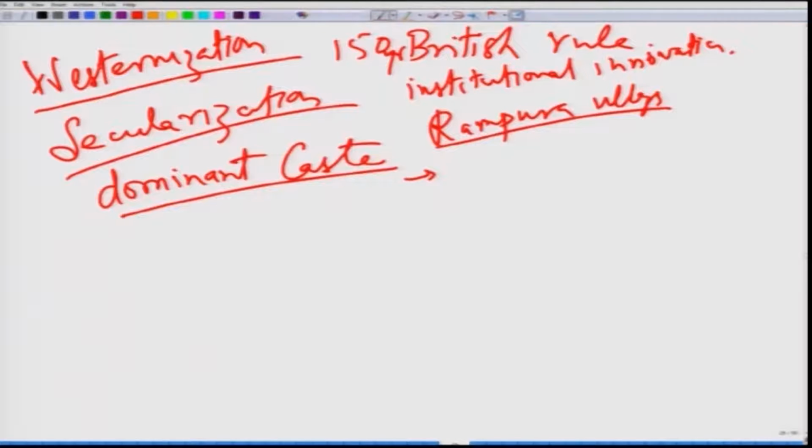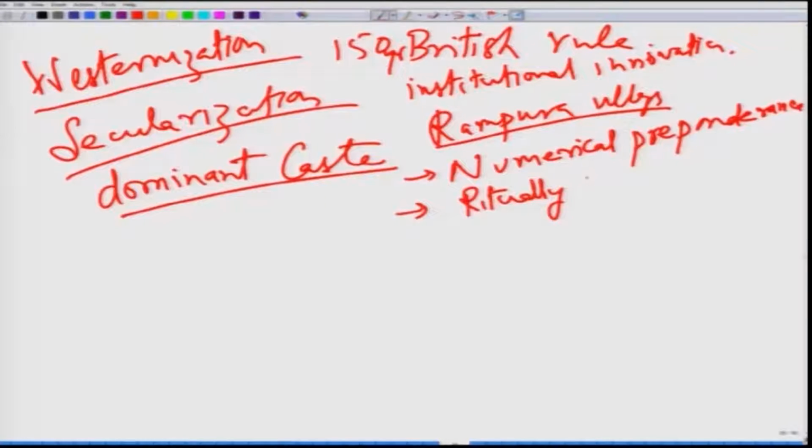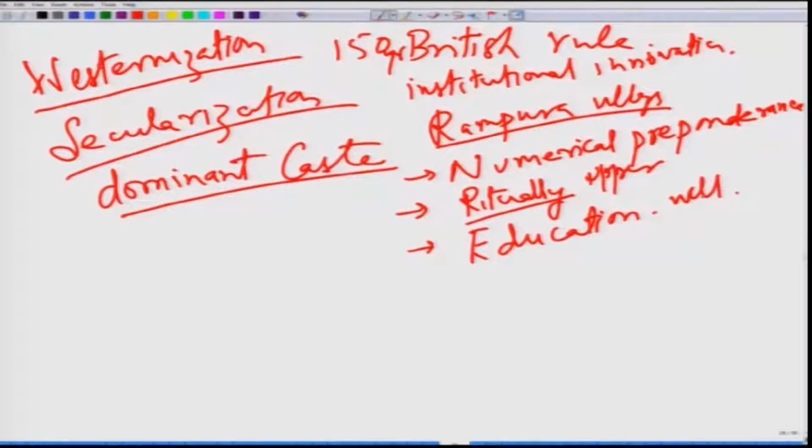He says that the caste which can be treated as a dominant caste should have at least numerical preponderance. That of course is one important aspect, that numerically they should be high. Then another important aspect is the notion of being ritually upper. We try to see ritual purity, that their ritual status has to be better. The third important aspect is higher education, that they have to be properly well educated. That is another important aspect we see with regard to the dominant caste.